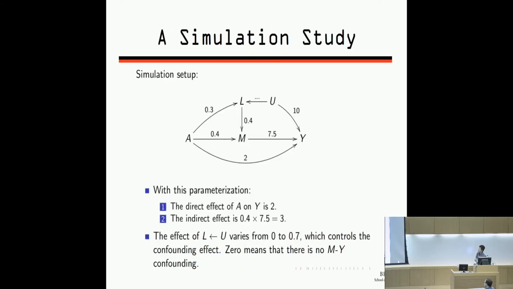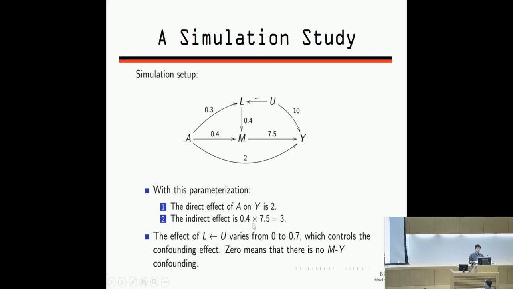So here, I just do a simple simulation study to illustrate the idea, and compare the weighting methods and also the causal mediation methods. Suppose A here is the treatment or exposure, M is the mediator, Y again is the outcome, and we have L, which is the measured confounder, and we have some unmeasured confounder U here. For this model, assume the direct effect from A to Y is 2. The indirect effect is 0.4 times 7.5, which is 3.